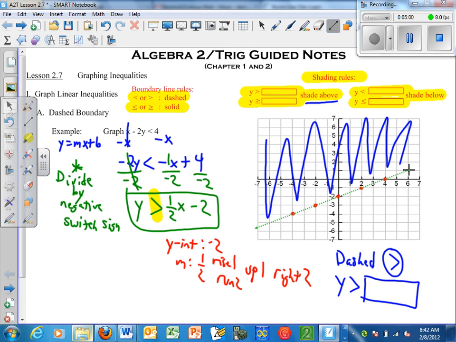So in other words, all those points, if you picked any point in that shading, if you plugged them into the original inequality, they would make it true. All the points on the non-shaded side would not make it true. That's what it really means when we're talking about inequalities.